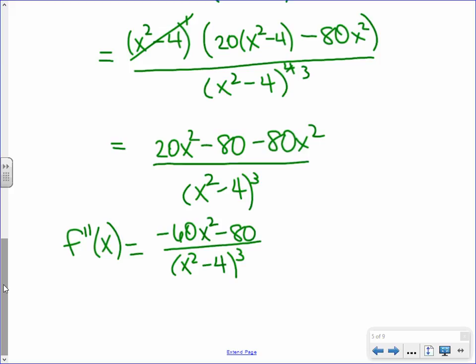Okay, we're in the home stretch. All we have left is our concavity. So we know that our second derivative is undefined at negative 2 and positive 2 because x squared minus 4 is still in the denominator. Now we need to know where our numerator is equal to 0.